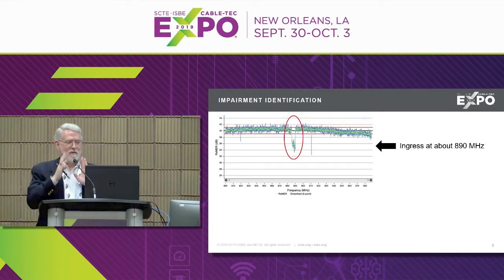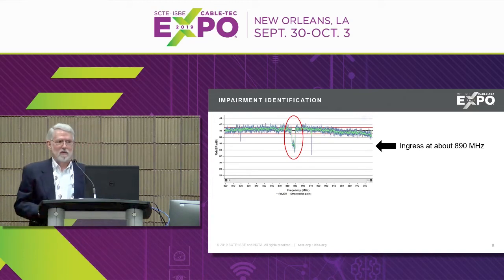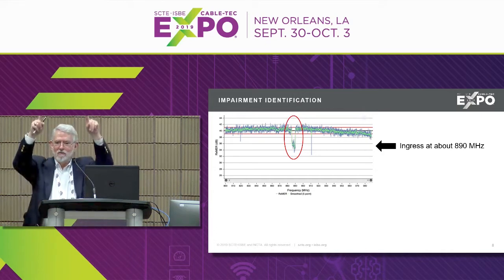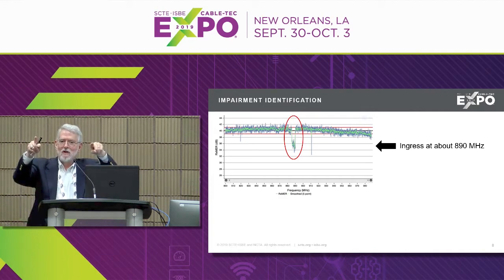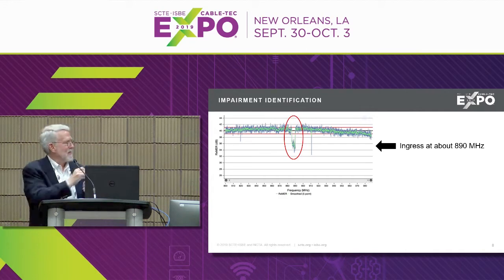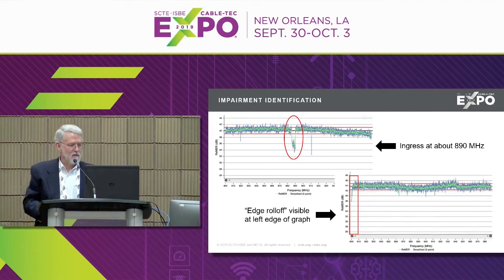So just a hint to test equipment manufacturers. This is what real ingress looks like on an OFDM signal. Here you can see some ingress at about 890 megahertz, and you can see that it's not that nice little even drop down in RxMER with the flat bottom on it, but instead it's a little jagged looking, but that's ingress at about 890 megahertz.